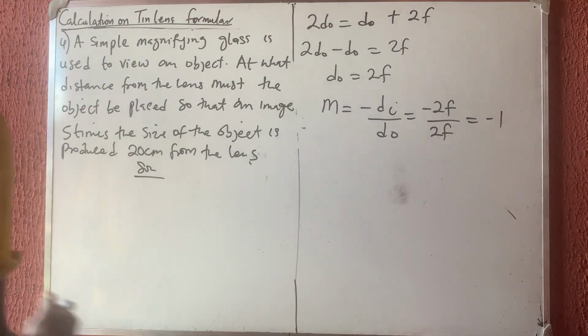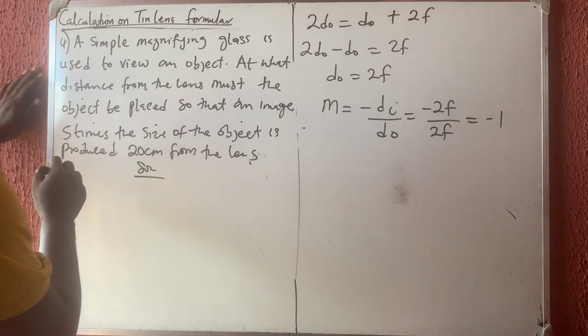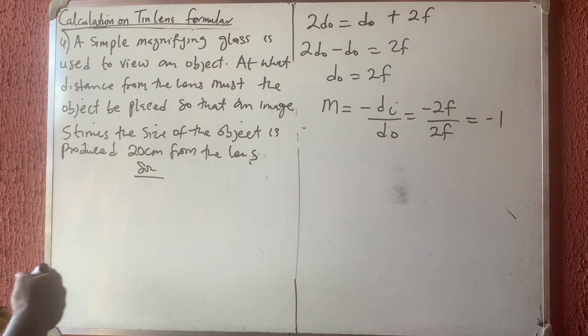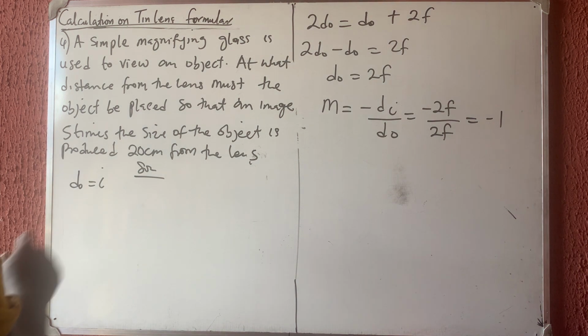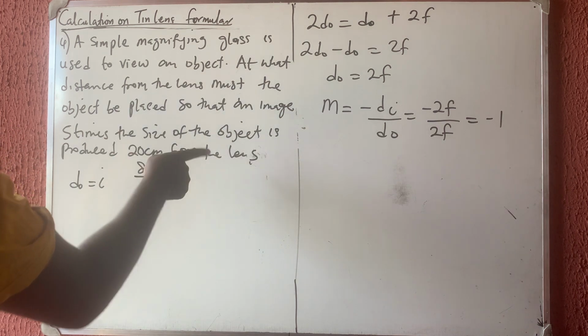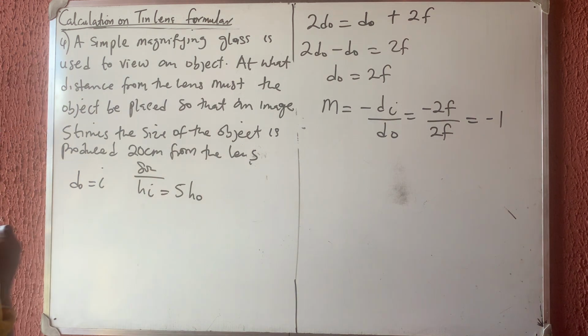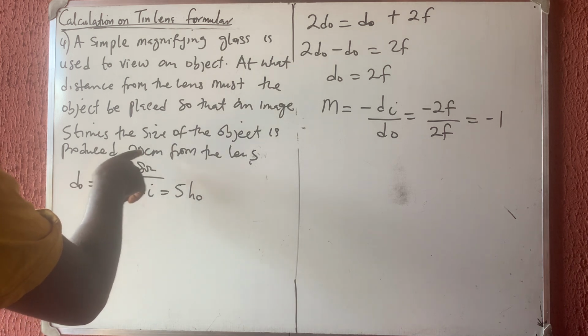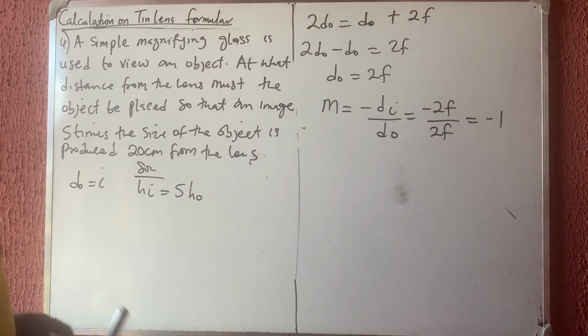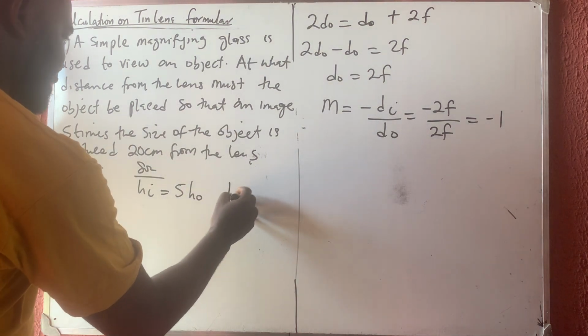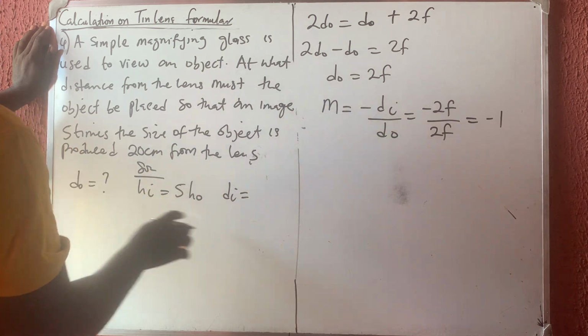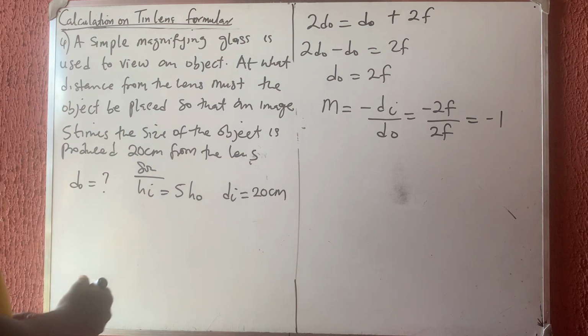Solution. Now, they say that a simple magnifying glass is used to view an object. And I say, at what distance? So we're looking for at what distance from the lens must the object be placed? So we're looking for the distance of the object. Where will we keep this object? So that an image is five times the size of this object. So that the height of this image is going to be five times the height of this object. That's what they told us. Then they said that the image is placed 20 cm from the lens. So the distance of this image is 20 cm.